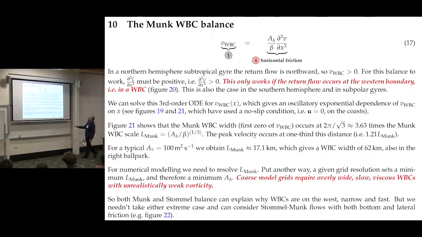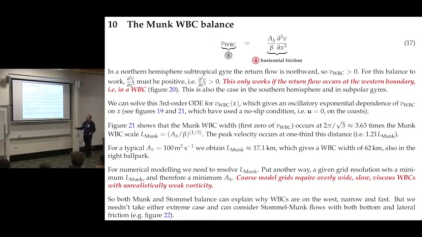One thing I'd like to point out, though, is that the western boundary current thickness scale is often used in ocean modeling as a thickness scale for working out what resolution you need, or equivalently, what friction you need. If you need to resolve that length scale to get a good representation of a western boundary current, that length scale is set by the horizontal eddy viscosity you choose. So if you've got a grid of a certain coarseness, that dictates how small you can go with your eddy viscosity. Because if you get too small with eddy viscosity, you won't resolve the western boundary current.